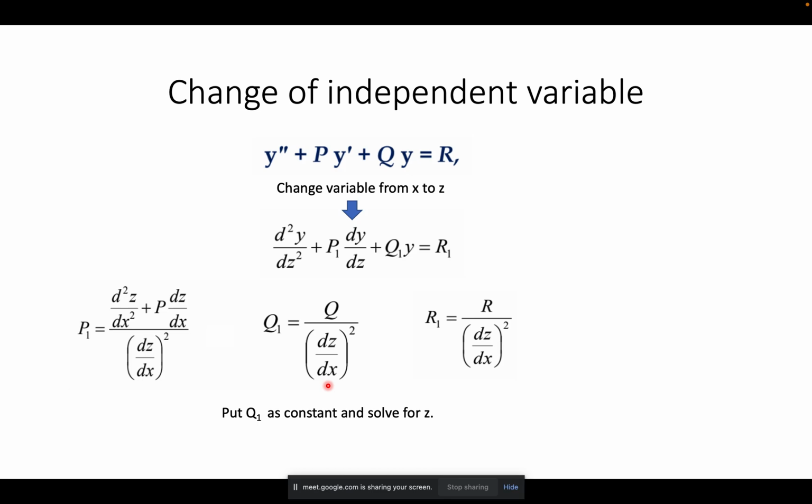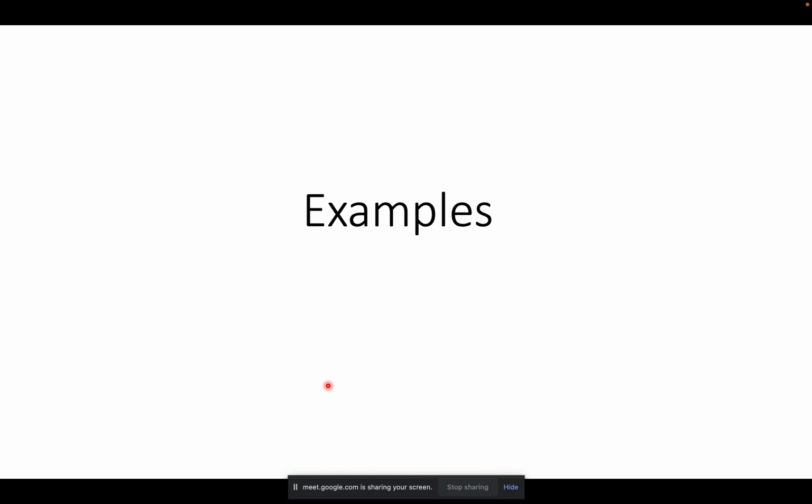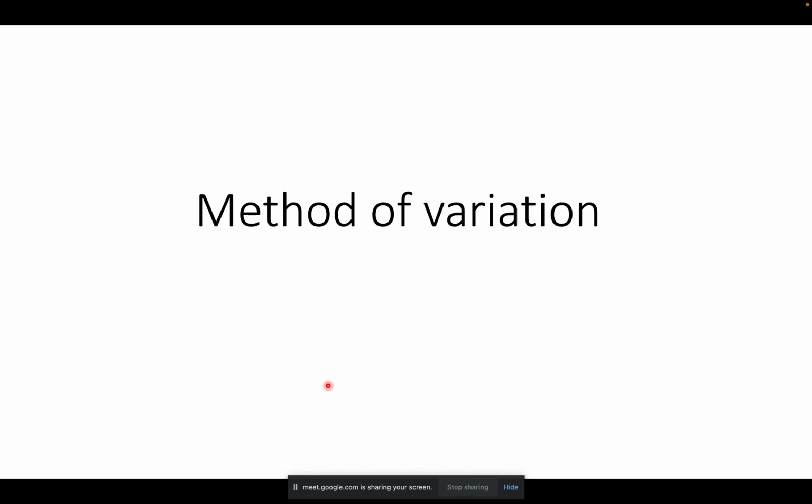So okay, now what I will do is go through some of the problems where I have tried to use all the above methods so that you can get a clear idea on how to use these methods. So here are the examples. First I will be starting with the examples of method of variation. As in the assignment, you are given problems where you need to solve the differential equation by using the method of variation or by using the change of dependent variable or change of independent variable.